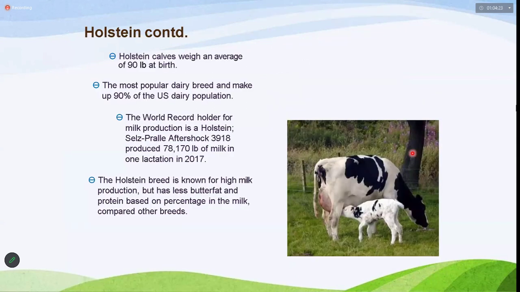The protein is 3.2. Holstein cows weigh an average of 90 lbs at birth. The most popular dairy breed, they make up 90% of US dairy production. The world record holder for milk production in the Holstein produced 78,000 lbs of milk in a lactation in 2017. The Holstein breed is known for high milk production but has a lower butter fat and protein percentage in the milk compared to other breeds.